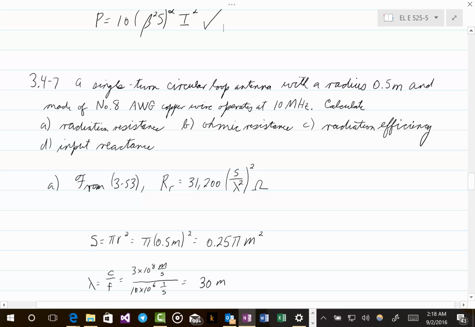What I'm going to do is give you a very similar problem with all the same quantities, except instead of number 8 AWG copper wire, we'll have another type of copper wire that will be used. So you can work that problem just to get a little more practice with this procedure.